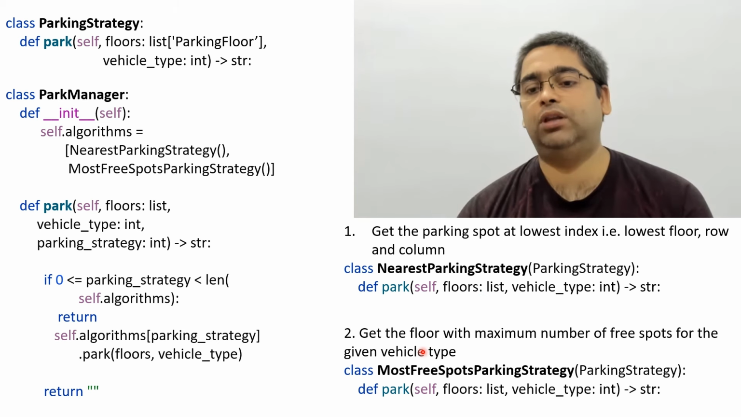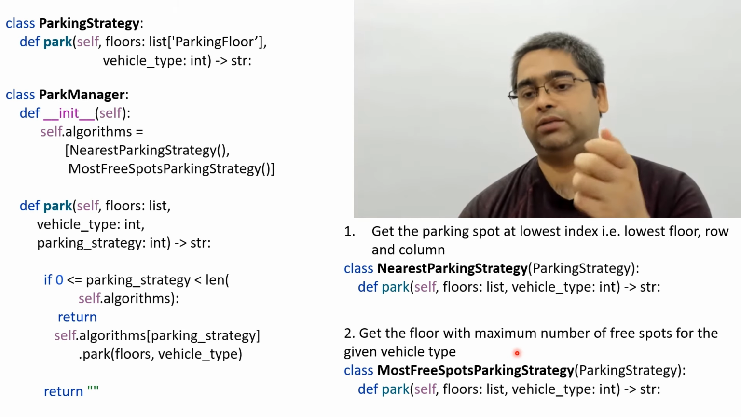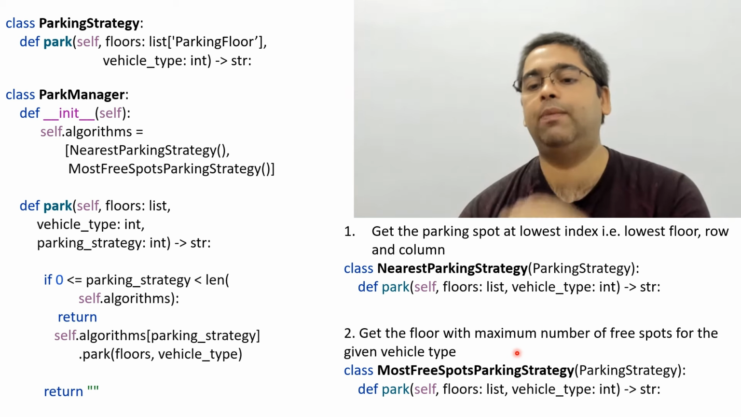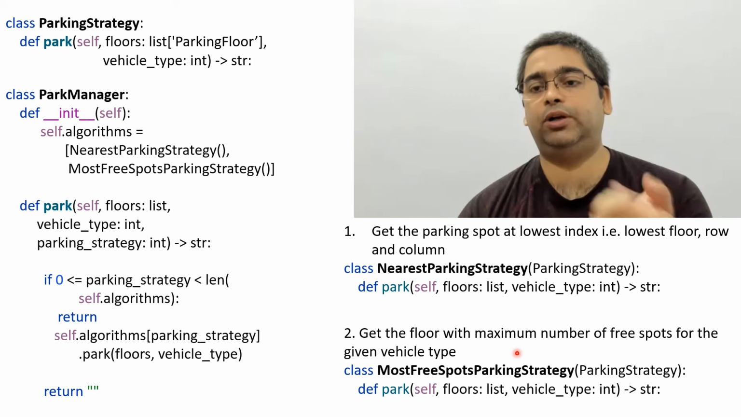The second algorithm is the most free spots parking strategy. It needs to find the floor with the maximum number of free spots. So it goes through all the floors, finds the floor with the maximum number of free spots for that vehicle type, and calls the park method for that floor object. Gets the spot ID and returns it.